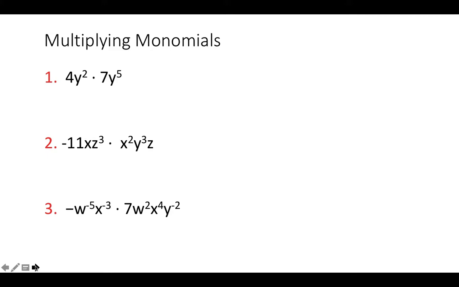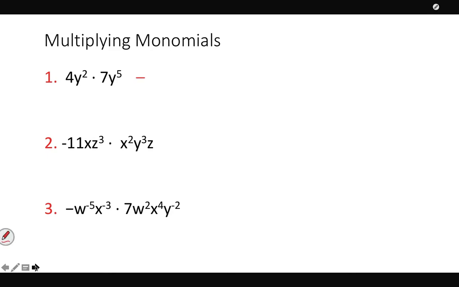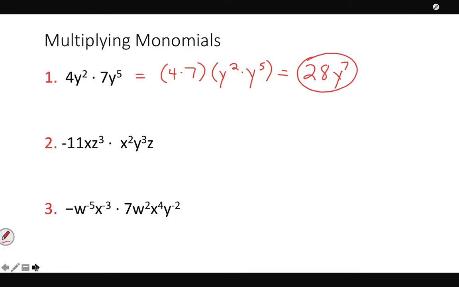So first example here, I would group the coefficients. So I have 4 times 7. And I'm going to group the powers that have the same base. And now 4 times 7 is 28. And then y to the second times y to the fifth would be y to the seventh. So again, pretty simple concept.